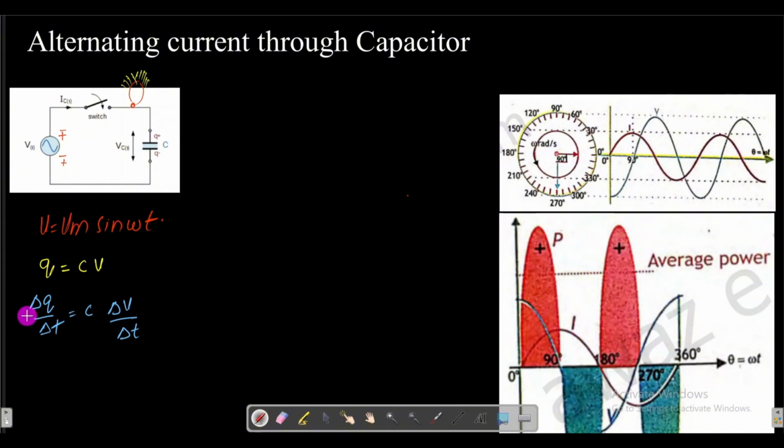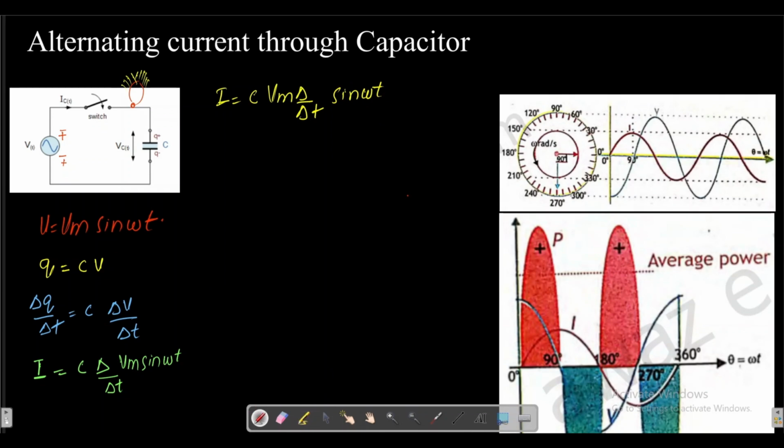Here we know that the change in charge, meaning the number of charges passing through a given area per unit time, is called the current. So instead of this I can put the current, which is equal to C del of V, and instead of V we put Vm sine omega t, divided by del t. We have to rearrange this, so this becomes I is equal to C Vm del by del t of sine omega t.